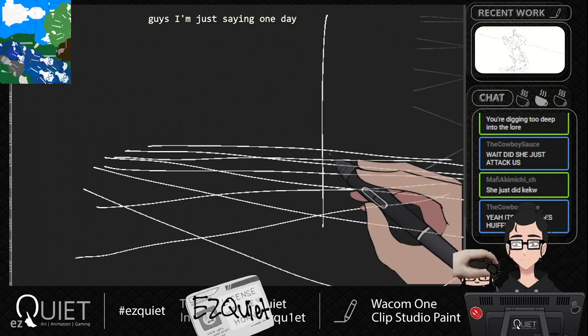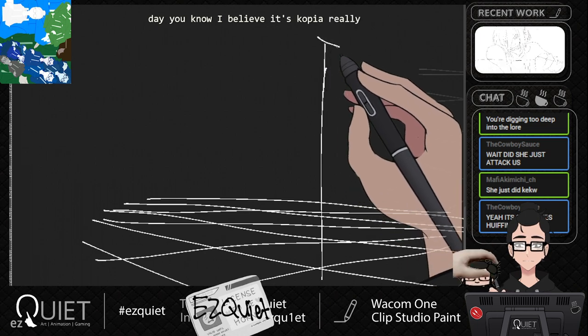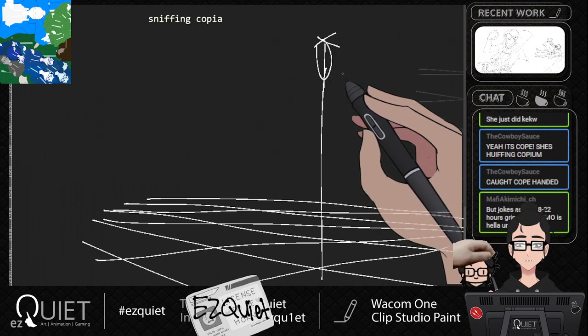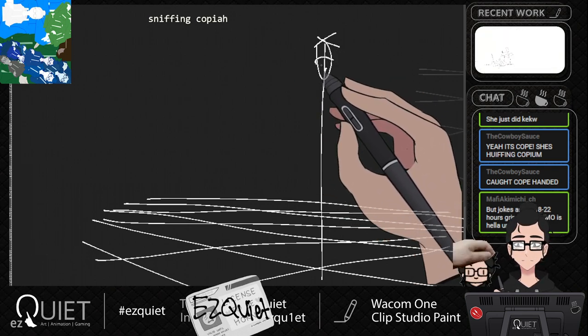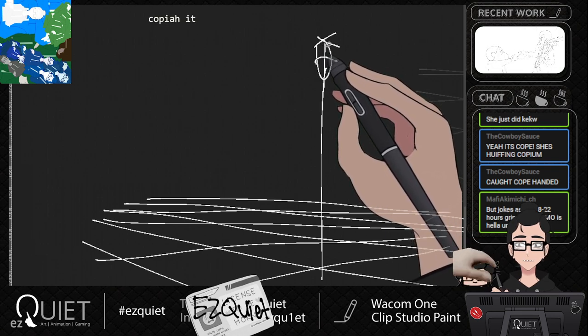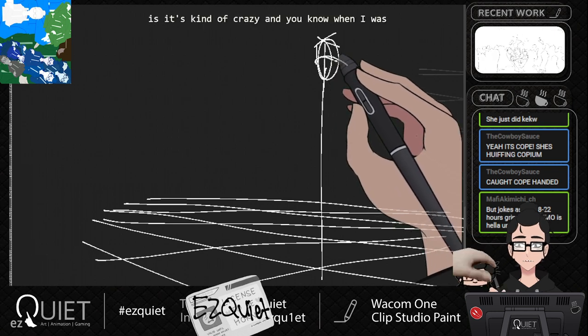It's copium. Really. One day you'll realize that you guys are the ones sniffing copium. But jokes aside, 18 to 22 hours grinding in MMO is hella unhealthy. It is, dude. It is. It's kind of crazy. And when I was younger, this is what I would do.